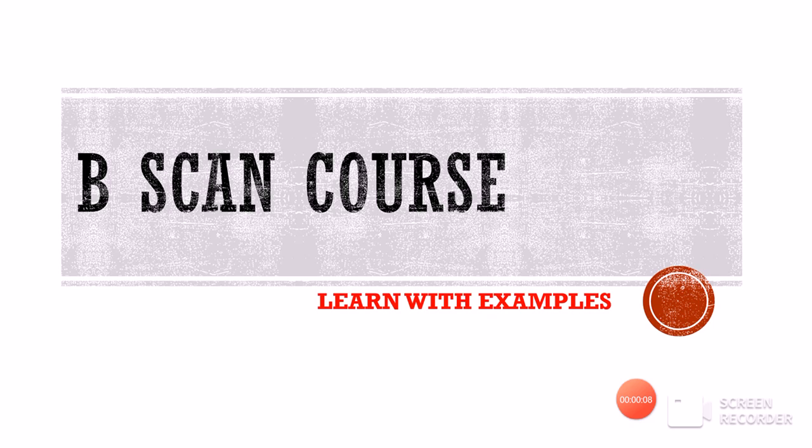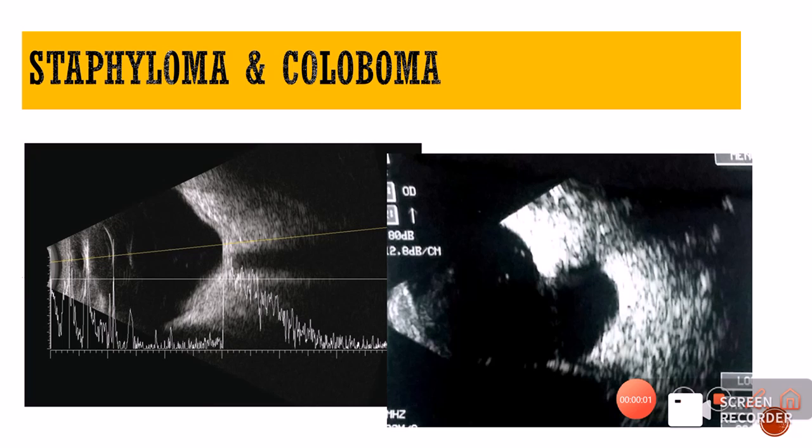In Part 3 of this B-Scan course series, we will be studying and learning the various B-Scan reports with examples. We will now be applying what we have learned in the Part 1 and Part 2 videos of the B-Scan course. Now let us start with the abnormalities in the coats of the eye.